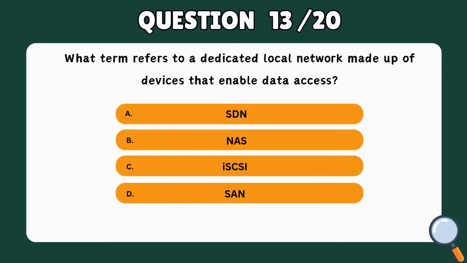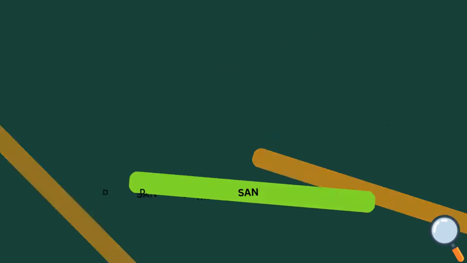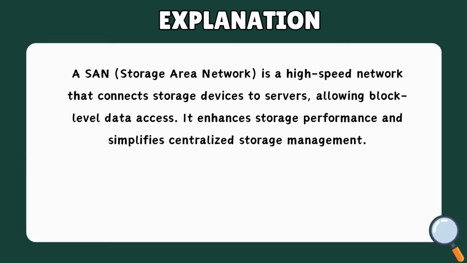Question 13. What term refers to a dedicated local network made up of devices that enable data access? A. SDN. B. NAS. C. iSCSI. D. SAN. Correct answer D. SAN. A SAN, storage area network, is a high-speed network that connects storage devices to servers, allowing block-level data access. It enhances storage performance and simplifies centralized storage management.